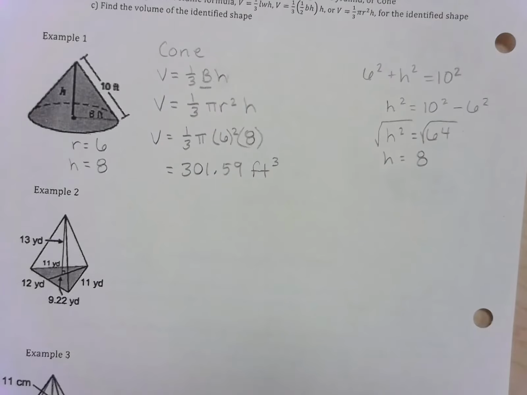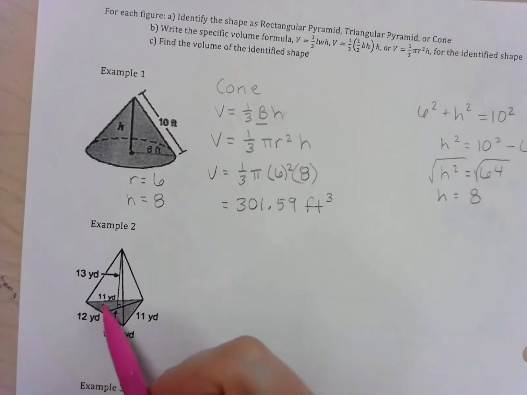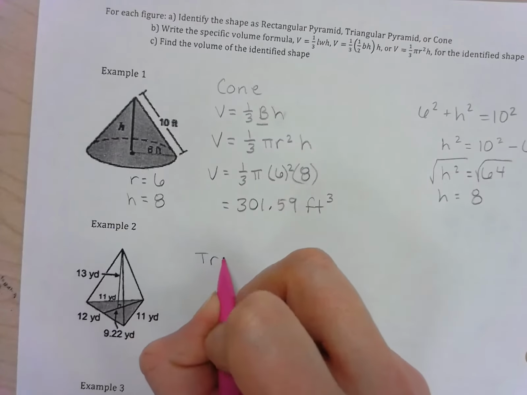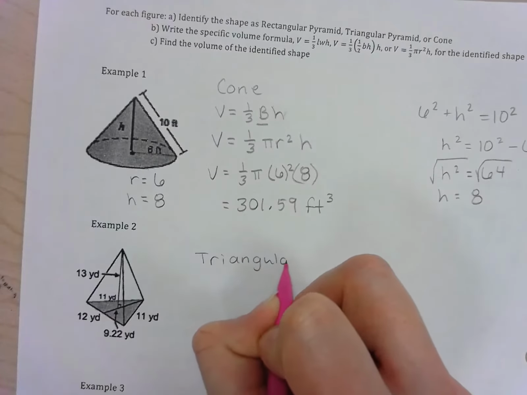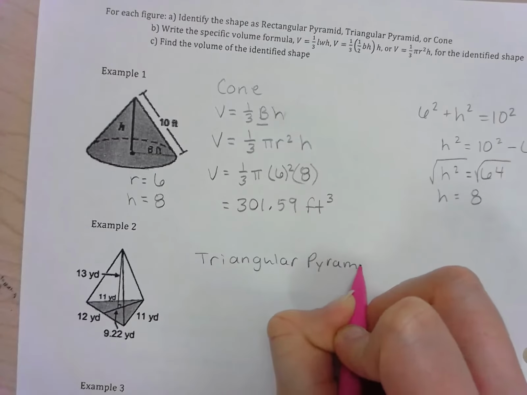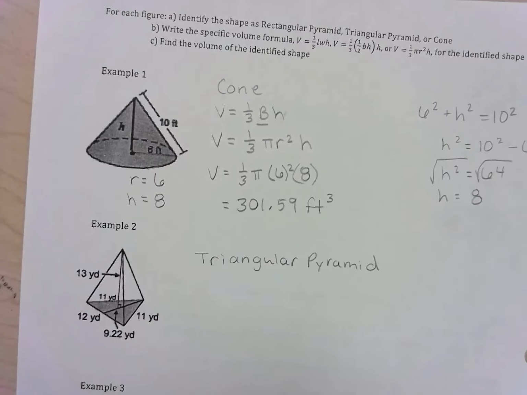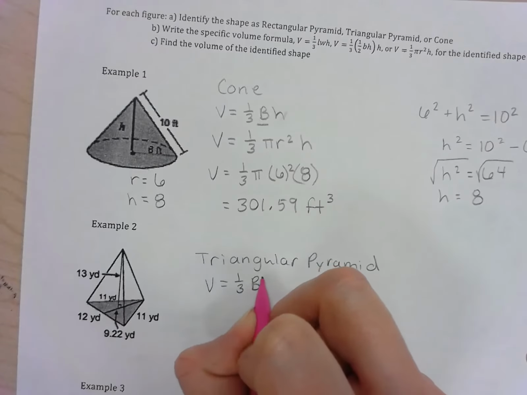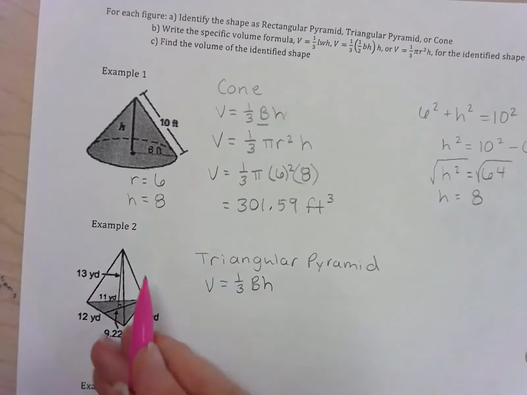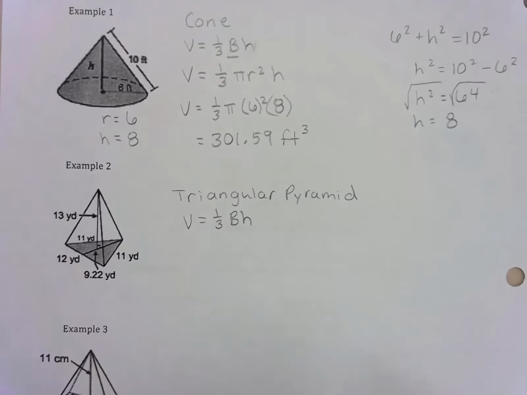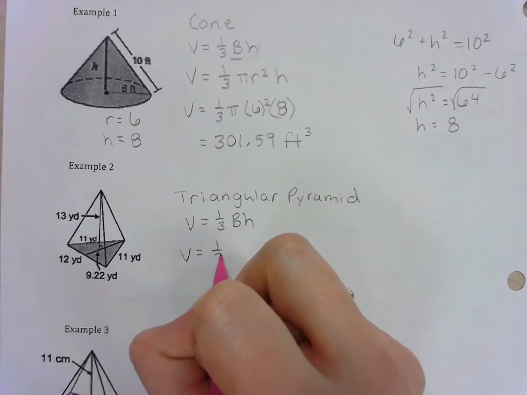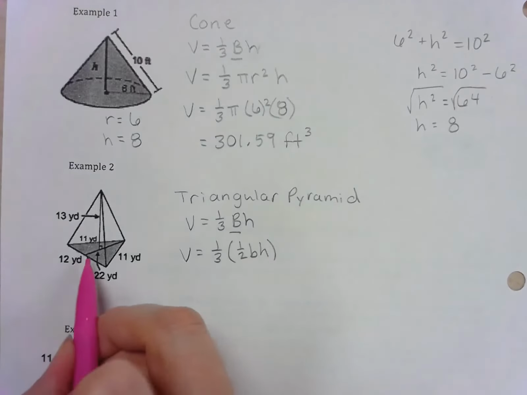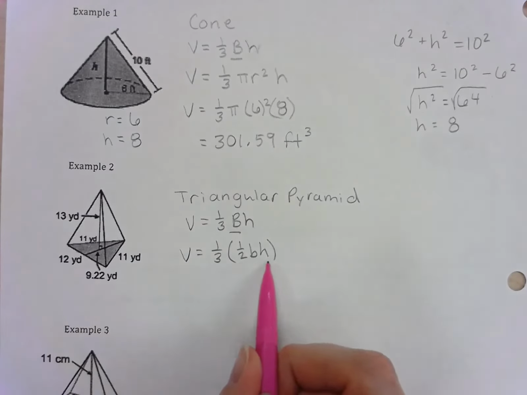Example number 2. Here in this picture, the base is a triangle, so that means this picture is a triangular pyramid. The volume formula for this pyramid, the general one, is 1/3 big B H, but we need to know the specific formula so we can calculate this volume. So volume equals 1/3, the big B we replace with 1/2 base times height, because that's the area formula of a triangle, 1/2 base times height.